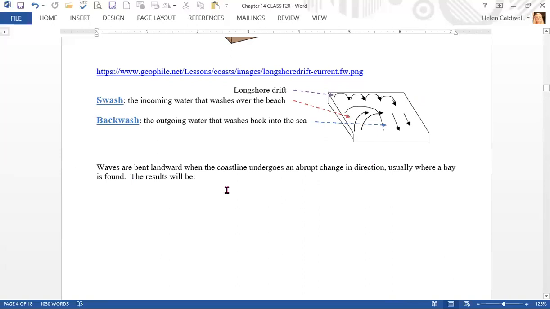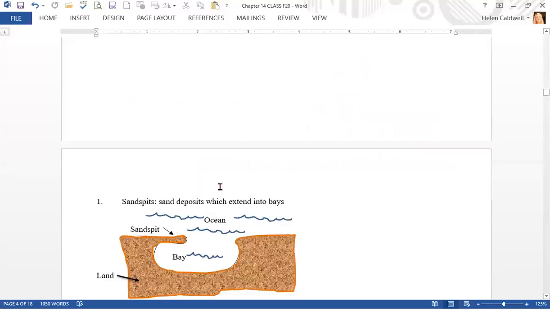So when a wave strikes a coastline that has some sort of a change in it, so not a straight coastline, but one maybe that has a bay, so it dips down, or maybe there's a river coming into it, so that, again, there's an opening there. When the coastline goes from being straight to some sort of little notch in it, the water experiences an abrupt change in direction, and you get some interesting land formations.